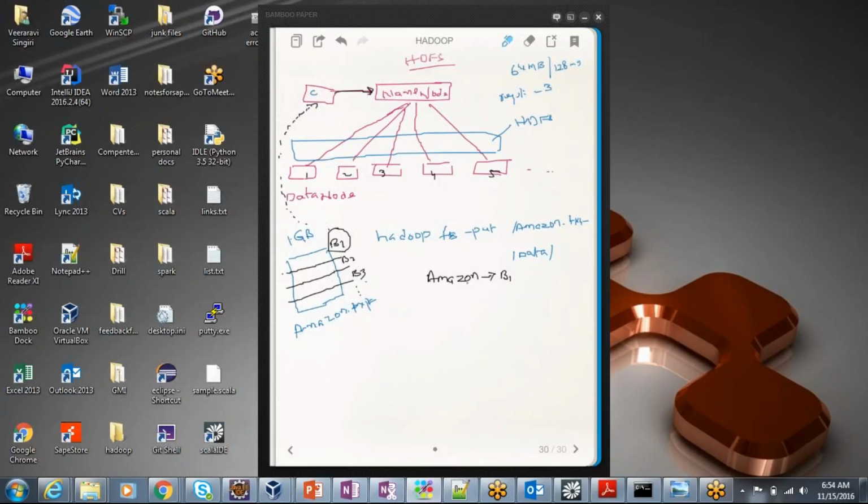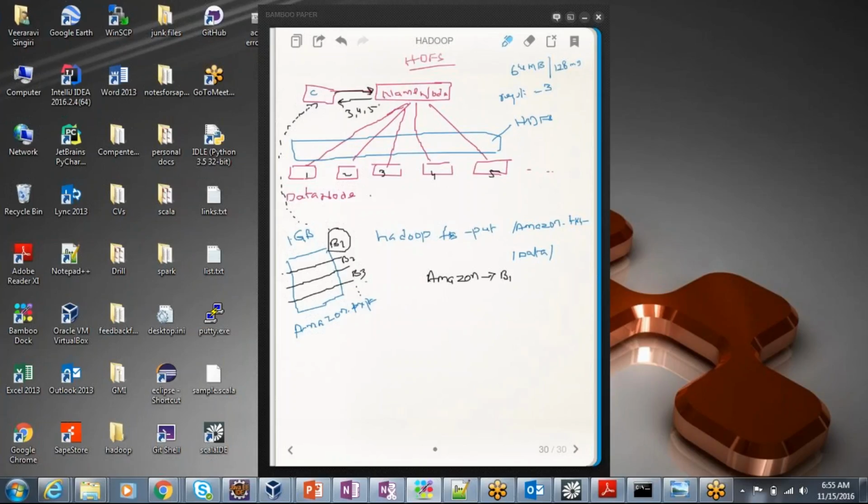Then he will pick 3 machines by following the block replacement policy. We will talk about the block replacement policy in the next classes. He will follow that policy and give 3 machines. Let's assume that he has given machines 3, 4, 5.